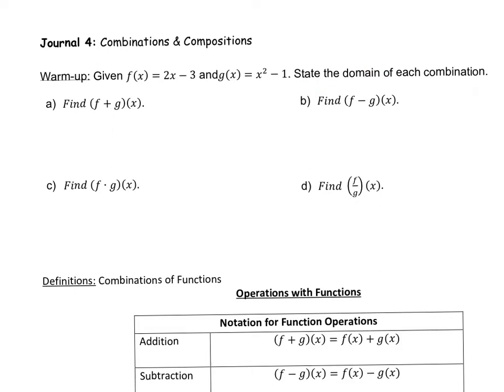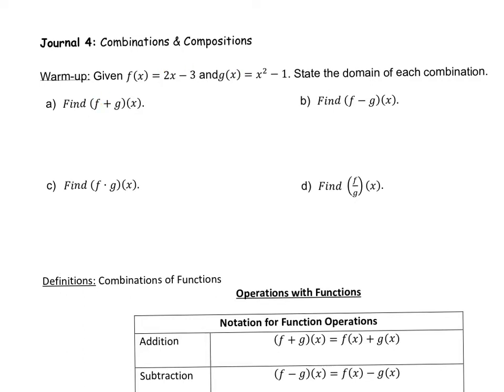So you might remember that when we're talking about combinations, we're talking about either adding, subtracting, multiplying, or dividing functions. So we're basically taking two or more functions and combining them. So that's what we call a combination function. So in this one, we're adding f and g.